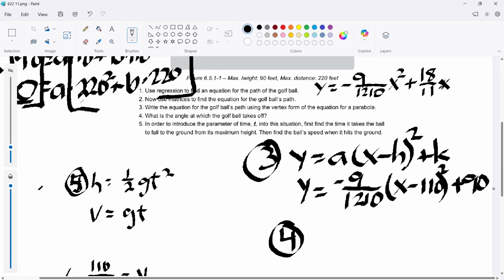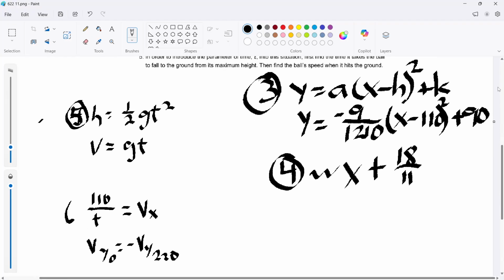So 2 times negative 9 over 1210 is some number, and then 2 minus 1, the power rule, is 1. So some number times x plus, this is already x to the first, 1 times 18 elevenths is 18 elevenths. x to the 1 minus 1 is x to the 0, which is just 1.